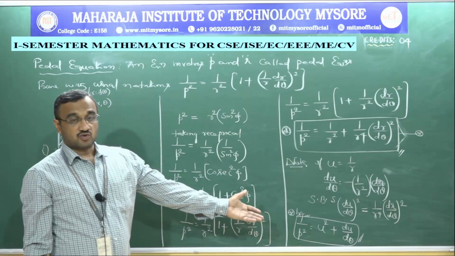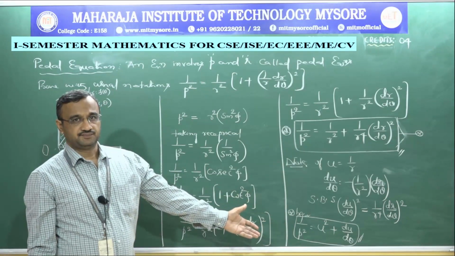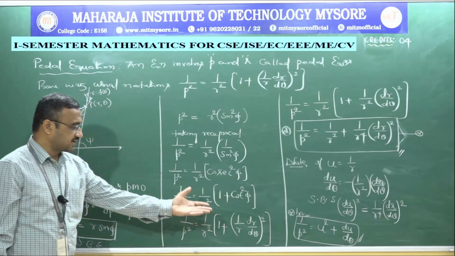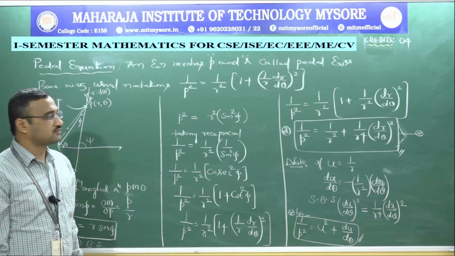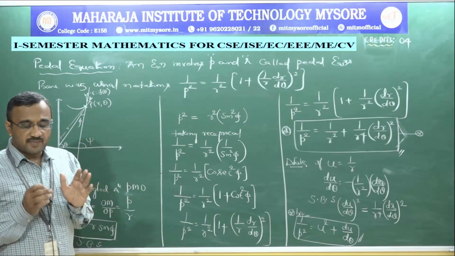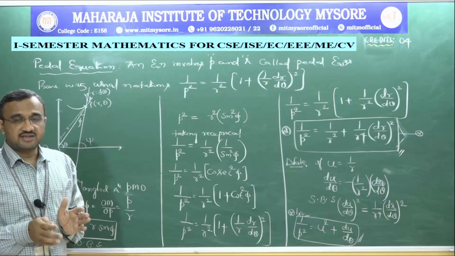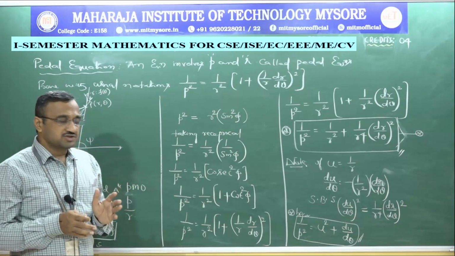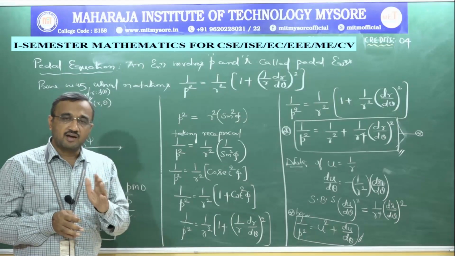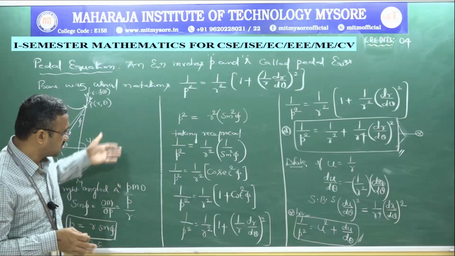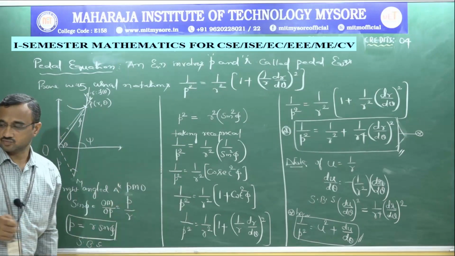You can also write the pedal equation in this form. Is that clear? So this is the derivation. We're getting the length perpendicular from pole to tangent. So in this equation, what is the main thing to say it is a pedal equation? An equation containing only P and R is called a pedal equation. Again, this is the derivation we get.